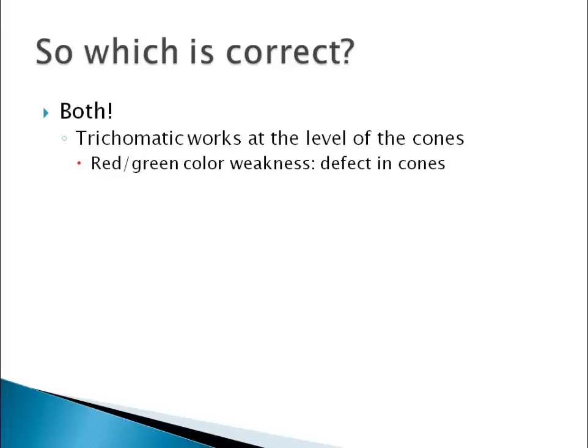But those red cones and those green cones and those yellow-green cones and those blue cones are wired together in the brain in opposite pairs. So both of these allow us to see color.